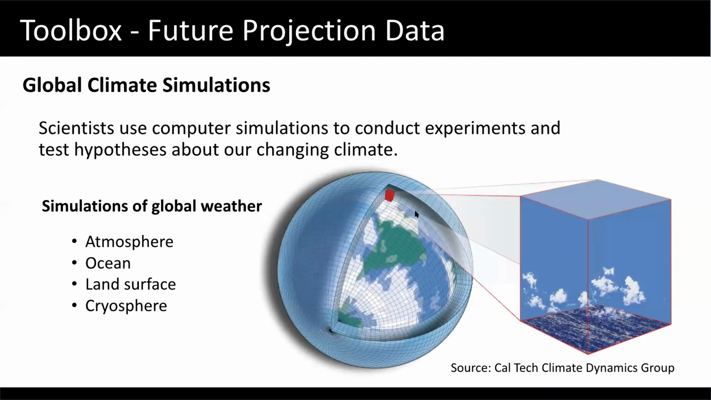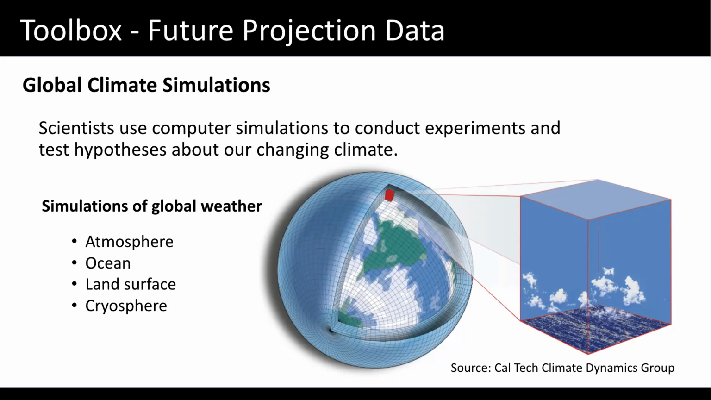We have historical data from GridMET, but we also have future projection data in the Climate Toolbox. And this is the most useful for the Fish and Wildlife Service for these SSAs. The data in the Climate Toolbox originates with global climate modeling, where scientists use computer simulations to conduct experiments and test hypotheses about our changing climate.